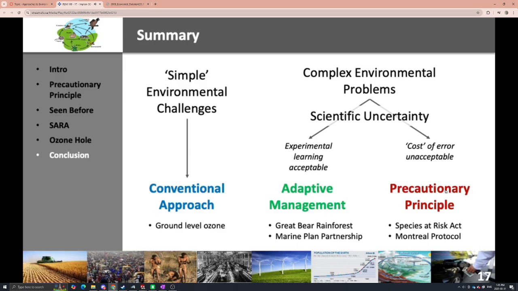This helps improve the understanding of the system that we're looking at, in this case the environmental system, and improves the effectiveness of management actions over time. And this leads to better decisions in the long term, this idea of learning by doing.